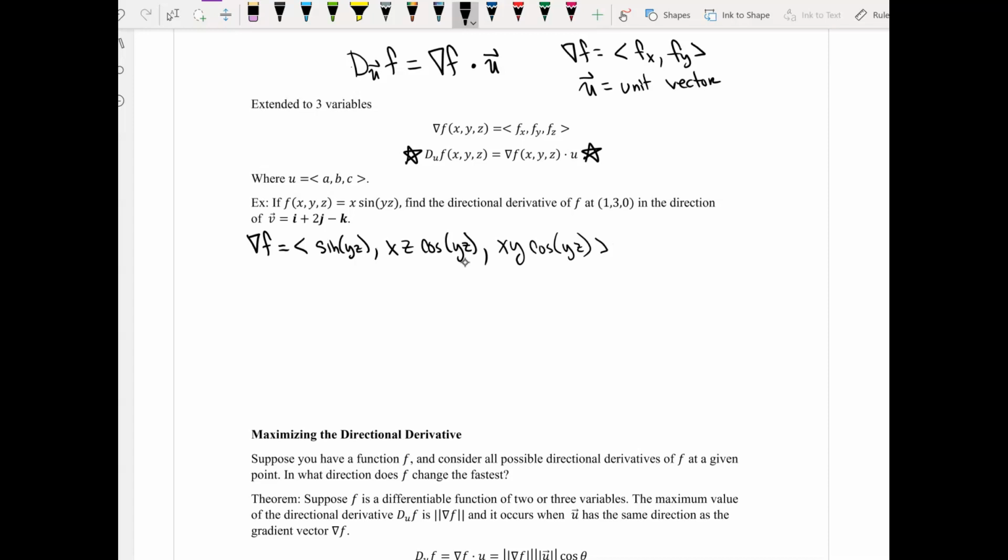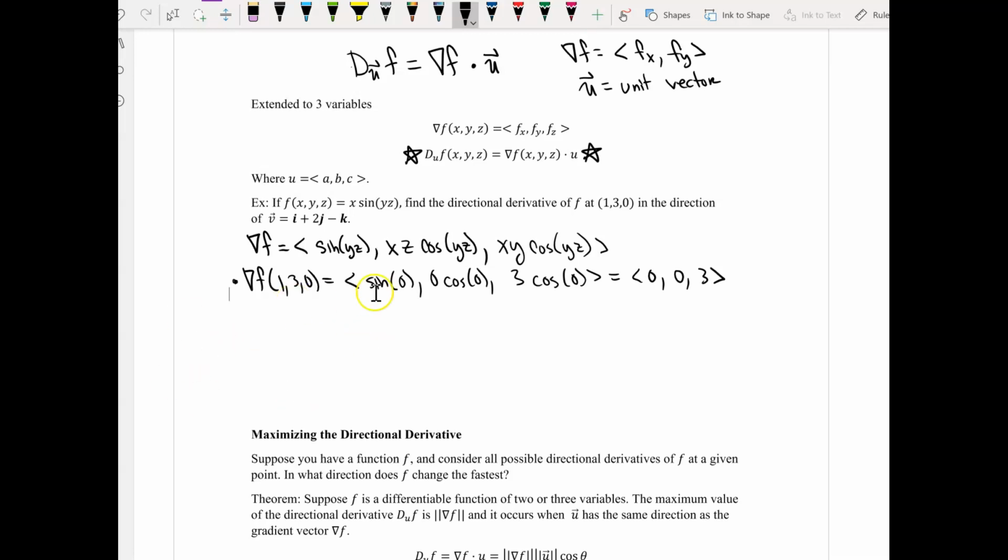What I'll do is go ahead and plug in the point already. So I'm going to put in grad f, and plug in the point 1, 3, 0. That should give me the sine of y times z, which will give me 0. Then you're going to get 0 cosine of 0, and then 3 cosine of 0. You can see that the first two components will just give me 0, and the last one will just give me 3. So this will be the gradient at that point.